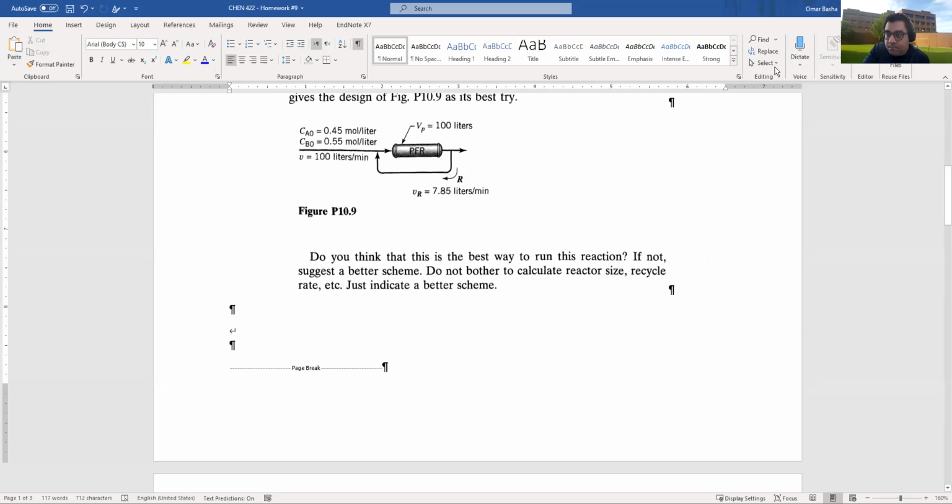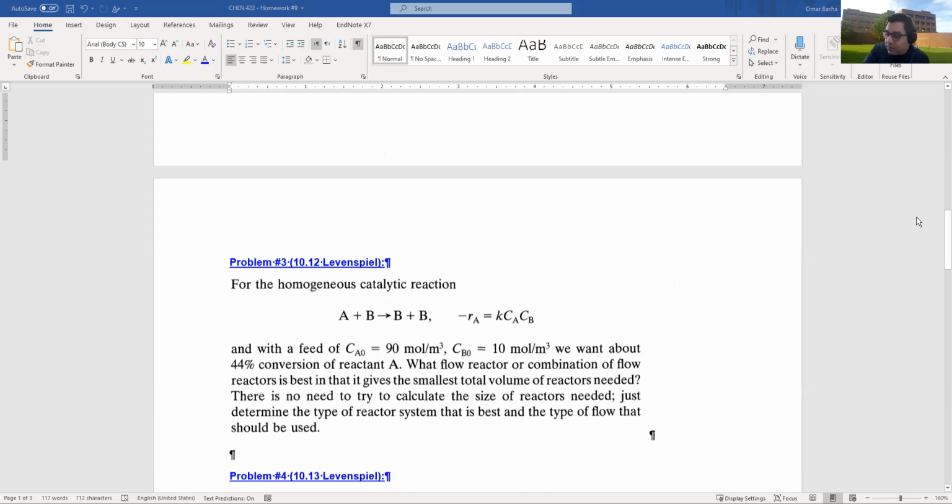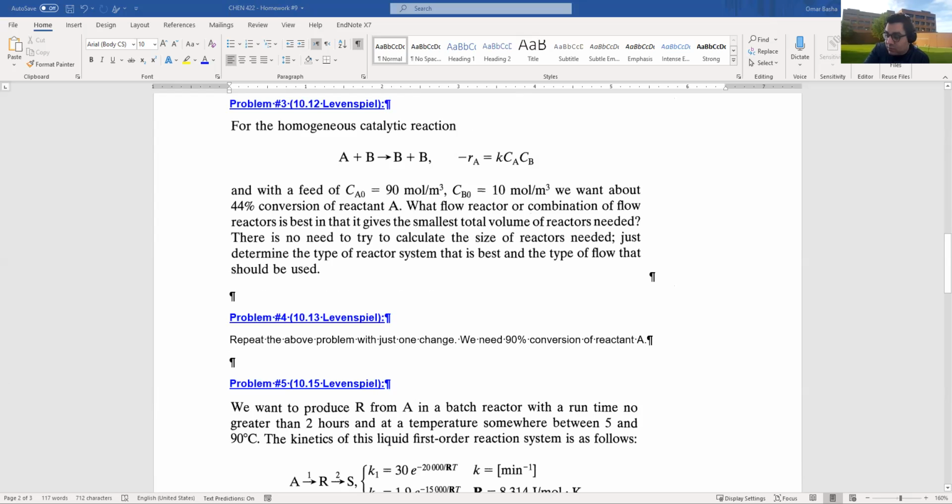So for the next problem, we have a look. Yeah, for the next problem, you're being told for a homogeneous catalytic system, A plus B goes to B plus B, same thing, minus RA is K CA CB, and with a feed of CA naught equals 90, CB naught equals 10, we want about 44% conversion of reactant A.